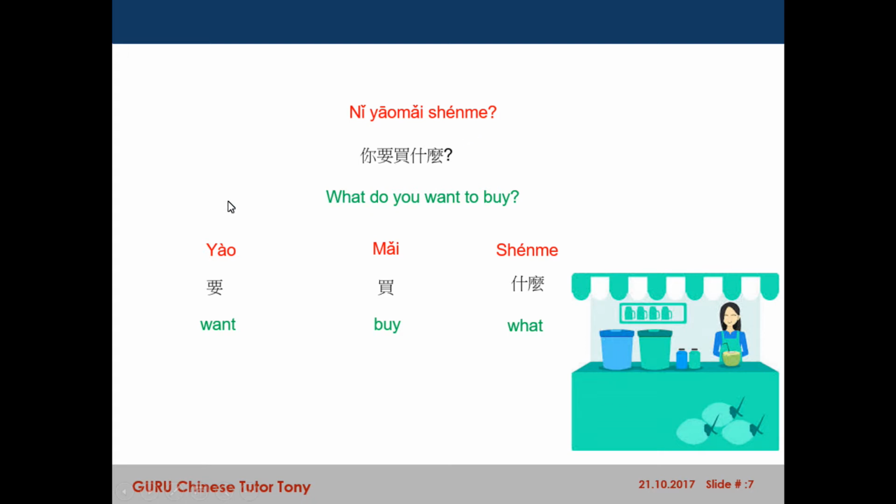Okay, now we're going to break down every word. First one, 要, want. 买, buy. 什么, what. Okay, put together: 你要买什么, what do you want to buy?